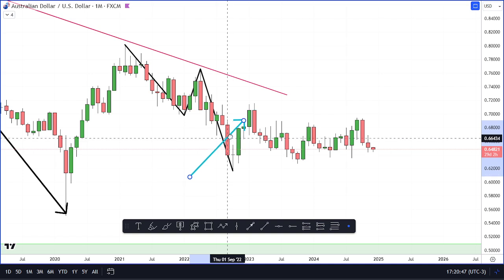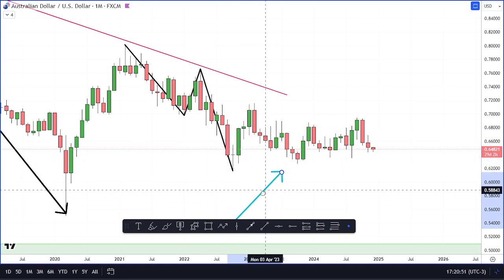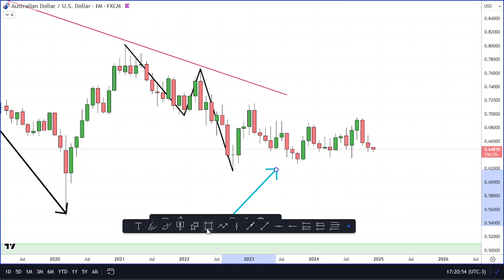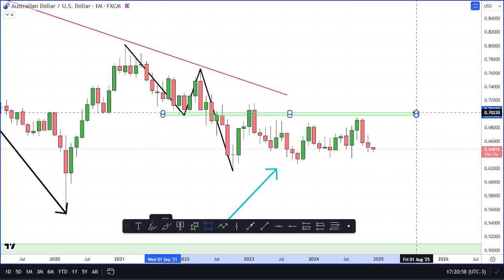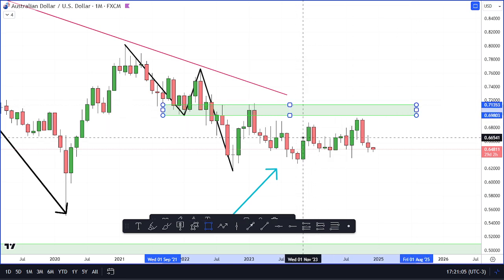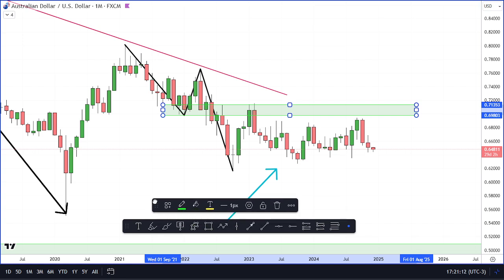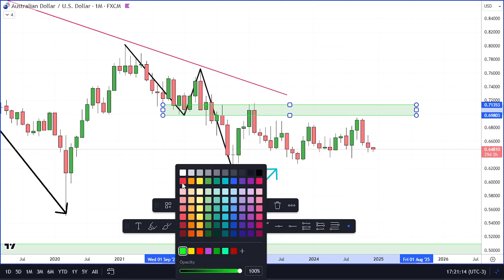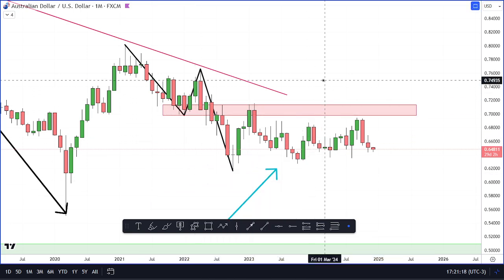Lower lows, lower high, and then lower lows. Then the market started moving sideways. It got here, it rejected. The market respected past resistance area right here. It is very obvious, as we can see here, that the market respected past resistance right here.